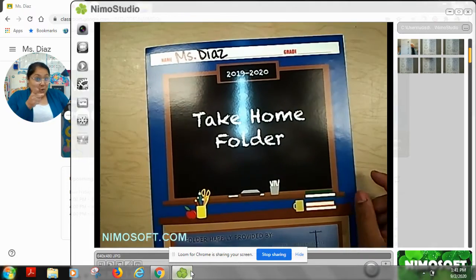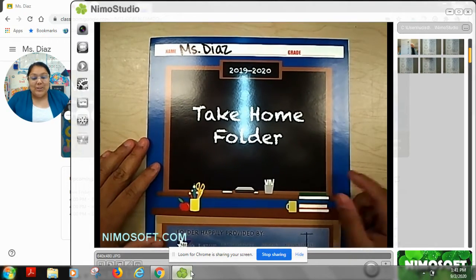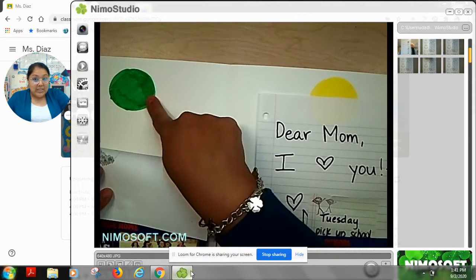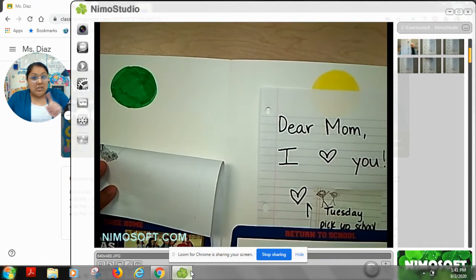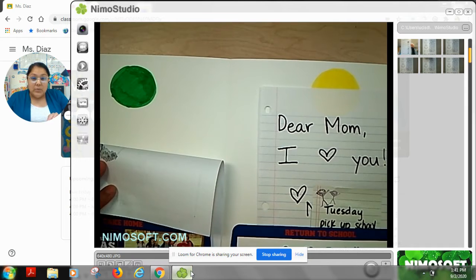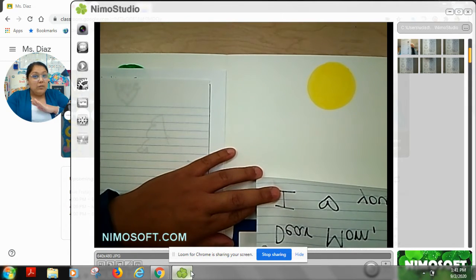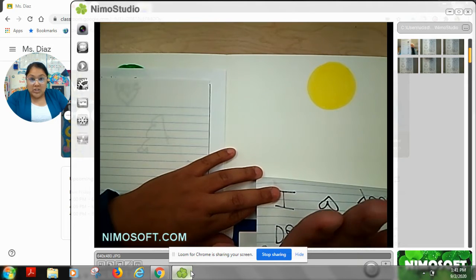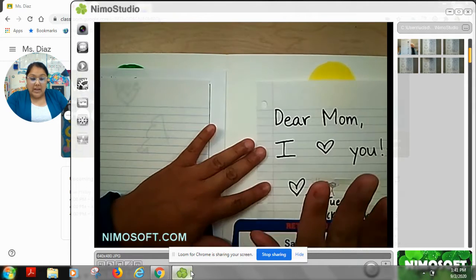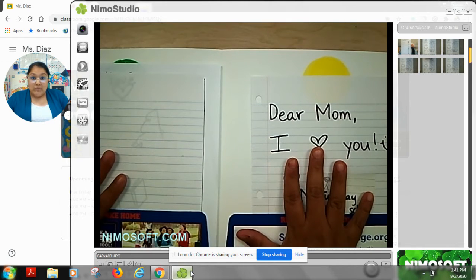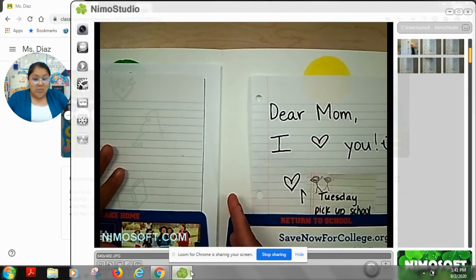Okay, now it's your turn to organize your folder with all your writing material. Now remember, the green side means that you still have to add some things to it. And the yellow side means you're done, you're finished, you don't need to touch it no more, it's good to go. Okay, so don't forget to organize your writing samples, your writing pages in your writing folder.